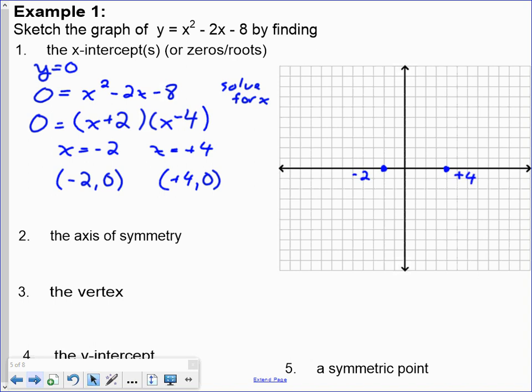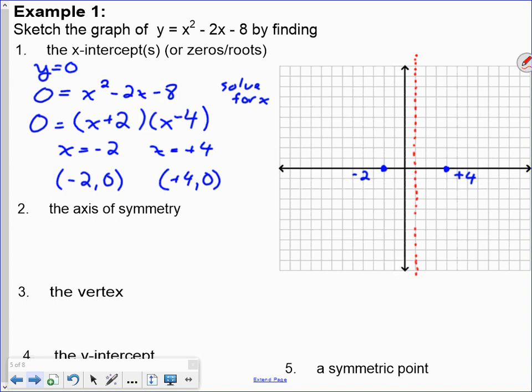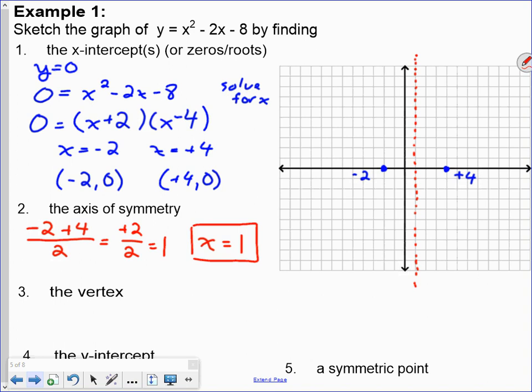Now, if we were sketching our graph and we wanted to put on our axis of symmetry, we know that our two x-intercepts here are symmetric to each other. So they're the same distance away from our axis of symmetry. So our axis of symmetry has to go right down the middle between these two x-intercepts. Right? If we're reading this off the graph, we can see that that's going through x equals 1. But if we wanted to just algebraically find the point that was halfway between negative 2 and positive 4, we can just do negative 2 plus 4 divided by 2. That's going to be positive 2 divided by 2 equals 1. So our axis of symmetry is x equals 1, just as we can see from the graph.